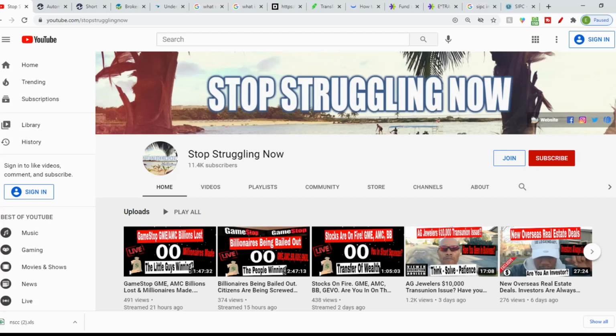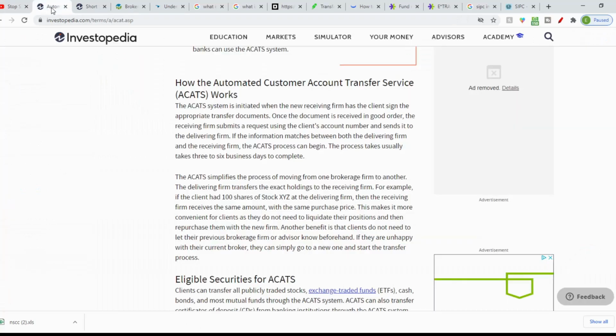I said securities. But first, before we get into how you transfer from Robinhood, Webull, Fidelity, Ameritrade, E*Trade, it doesn't matter, whoever is on the system, you can transfer using ACATs. Now, let's just keep things straight because I'm going to go down the list. I will have links down below in the description to these articles. Investopedia, pretty simple: ACATs, how the Automated Customer Account Transfer Service works.